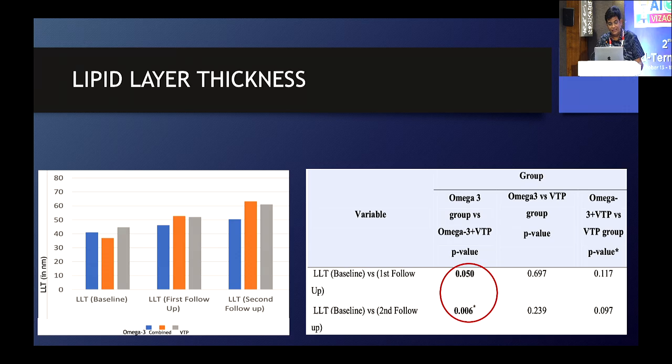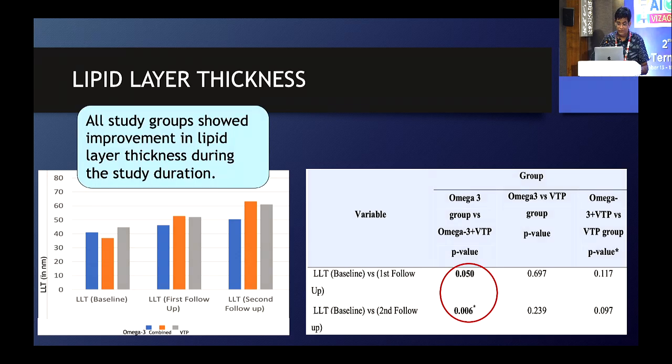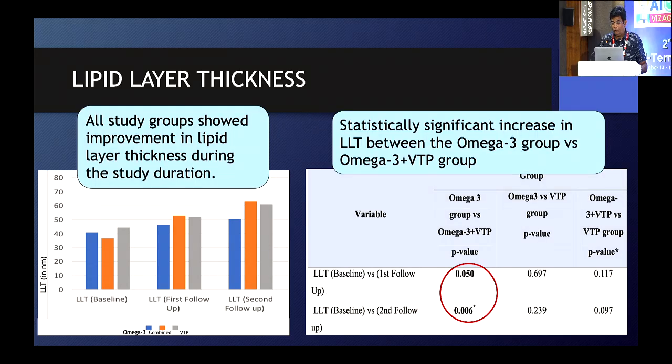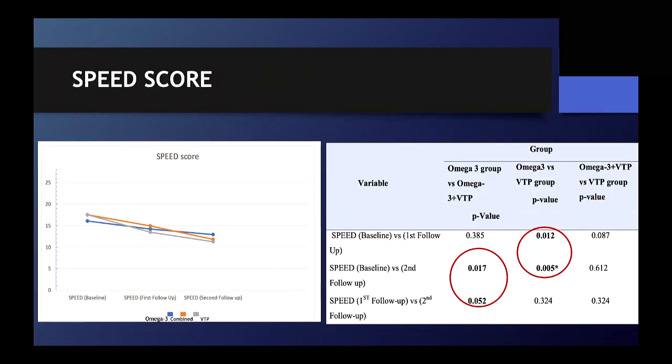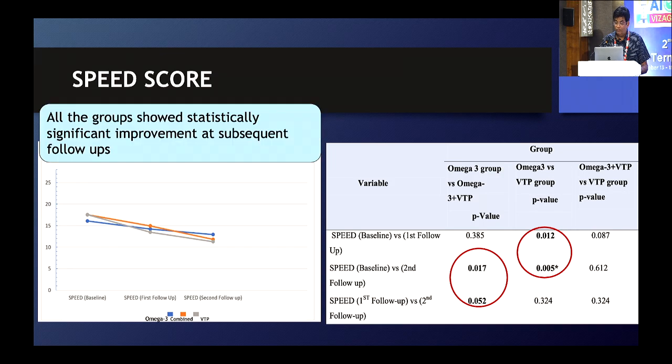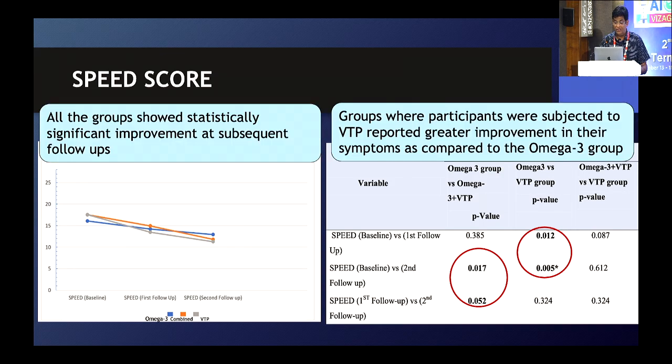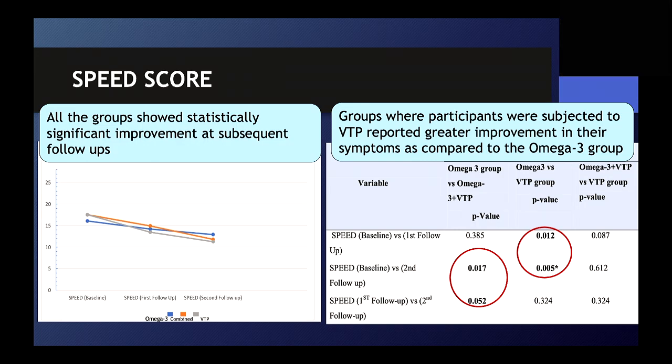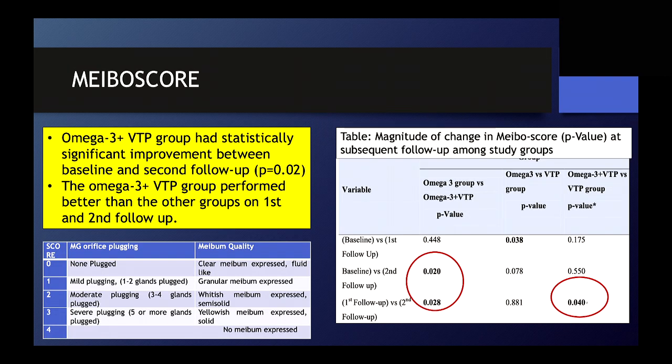Lipid layer thickness significantly improved in all the groups, a little bit more in the combined group, and there was a statistically significant increase in the lipid layer thickness between the omega-3 group versus the omega-3 plus vectored thermal pulsation group. The SPEED score improved significantly in all the groups. The group subjected to vectored thermal pulsation reported greater improvement in symptoms compared to the omega-3 group, so vectored thermal pulsation was more successful in alleviating symptoms of these patients.